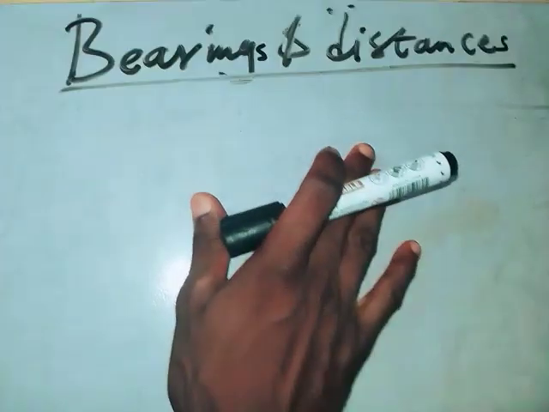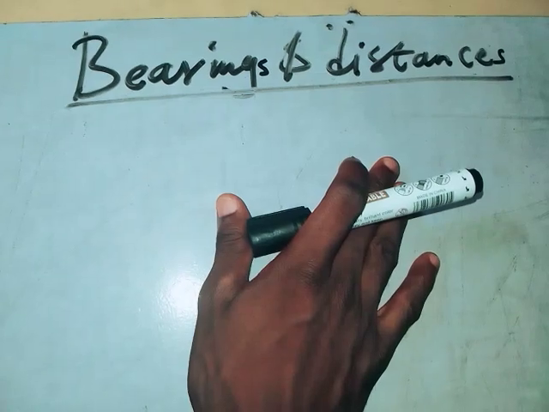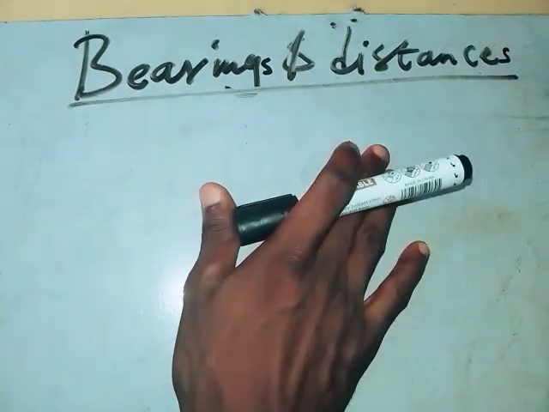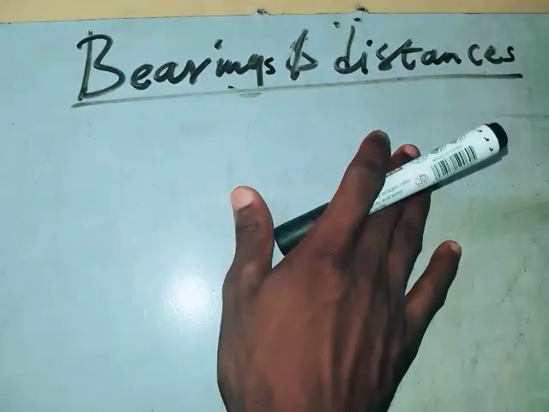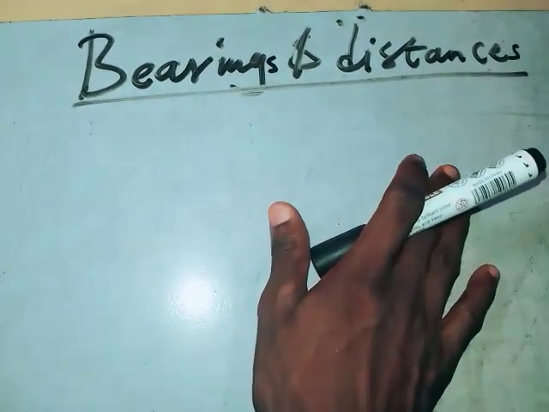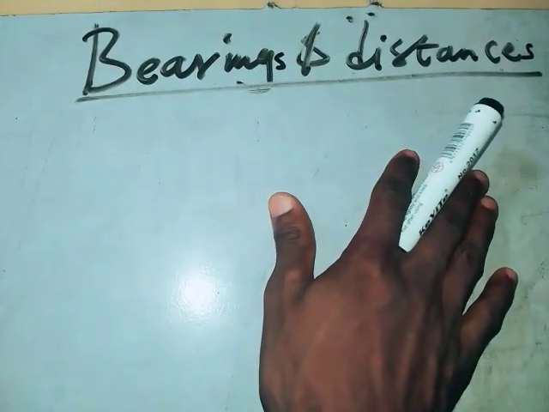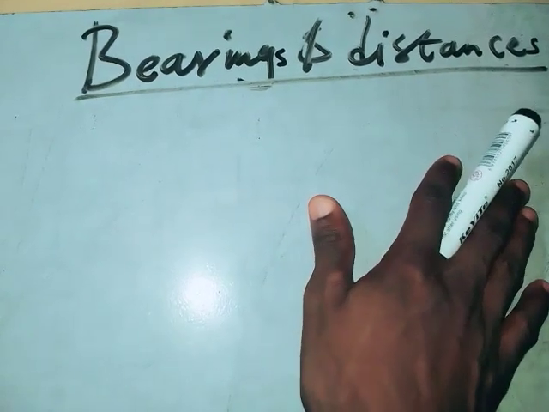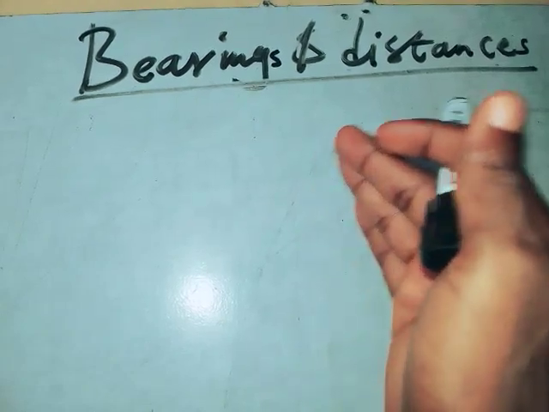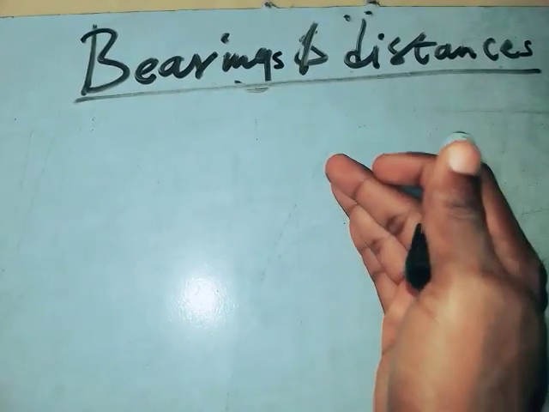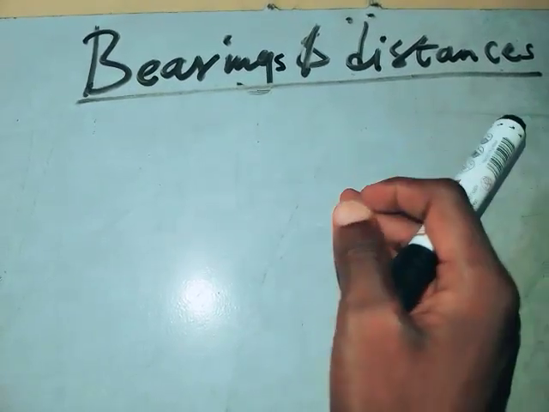Let me start with the definition. I hope you are with your written materials. The bearing of one point from another point is the angular relationship existing between the two places in a clockwise direction, starting from the North Pole, measured in degrees.